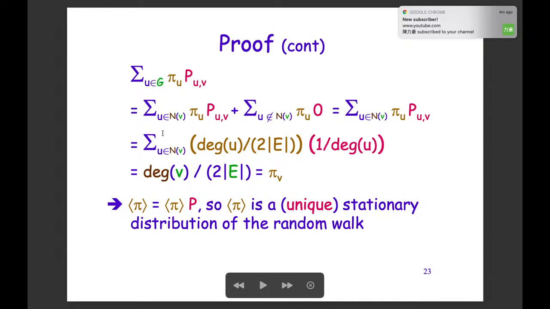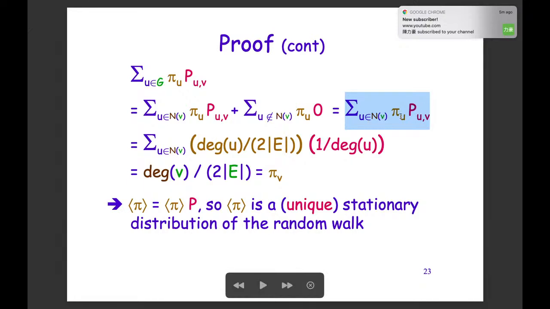If some node u is not a neighbor of v, then there is no chance for this vertex u to contribute to the probability of v in the next step. So although we need to sum over every u in the graph, we just need to focus on every u in the neighbor set of v. These two sums are the same because the other cases are 0. After simplification, we find this is the case.